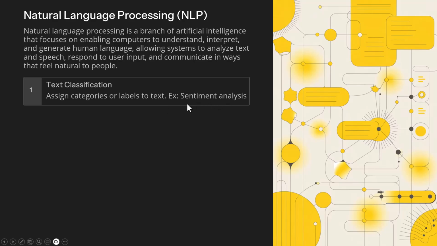Text classification is one popular area, assigning categories or labels to text. A popular example of that is what's called sentiment analysis. In grad school, I had to do a sentiment analysis project where I had to download a data set that had some sort of text and try to perform sentiment analysis. I think I had something related to reviews on music, and I had to take those reviews and identify, is this a positive review? Is it a negative review? Is it neutral? And based on the wording in there, try to make that determination.